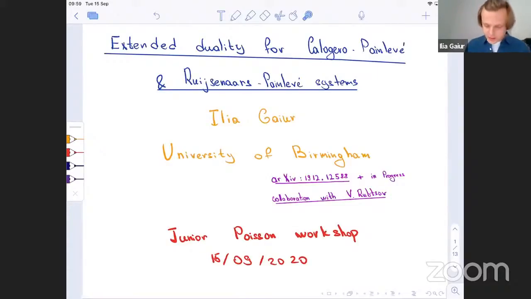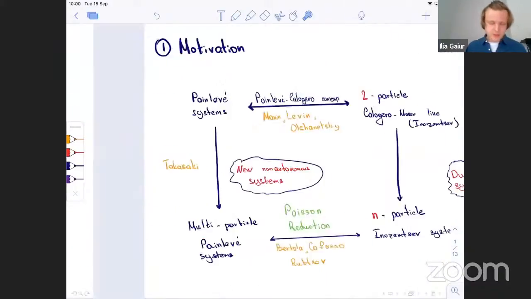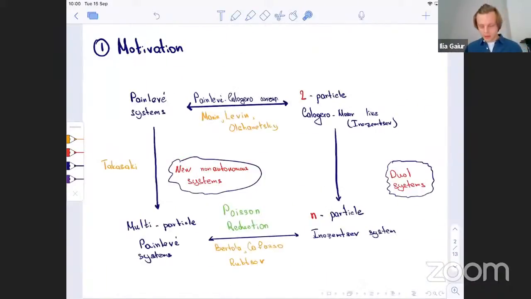So my talk will be about the duality arising in so-called Calogero-Painlevé systems, which are already well known to the community, and for some new Ruijsenaars-Painlevé systems. This work is a collaboration with Vladimir Rubtsov, so we have a preprint on arXiv, and the work is in progress. So the motivation for our work was the following kind of scheme.